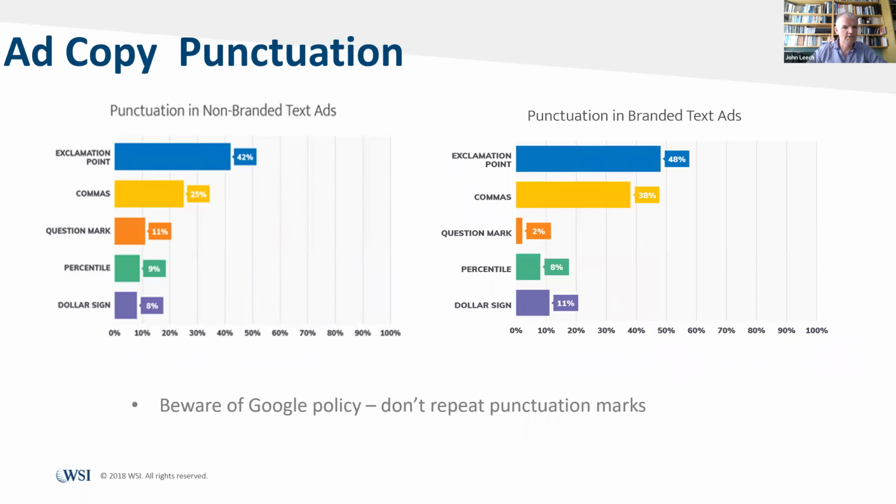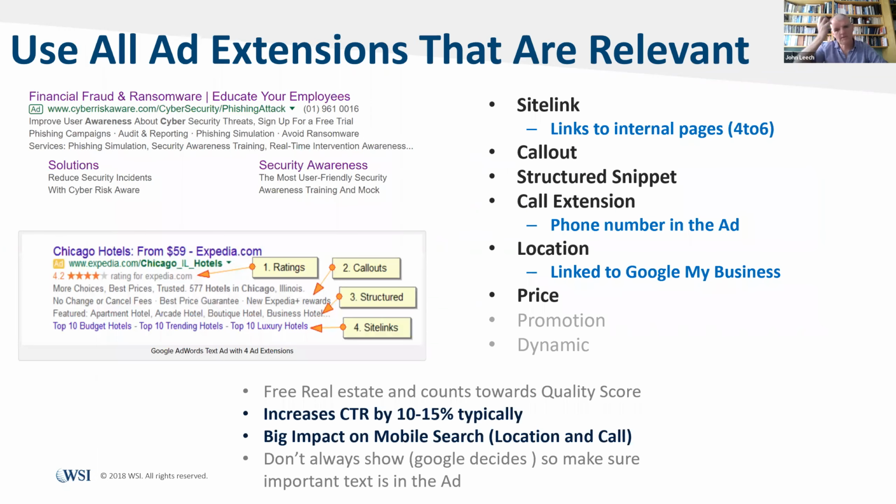A couple of things on punctuation. Don't add loads of exclamation marks and all the rest of it. That will be a violation of Google policy, so Google won't approve your ad. Keep it clean. You can use an exclamation mark or a question mark, but try to use it in a normal written sense. You're not trying to highlight something by having 4 or 5 exclamation marks at the end. That doesn't work.